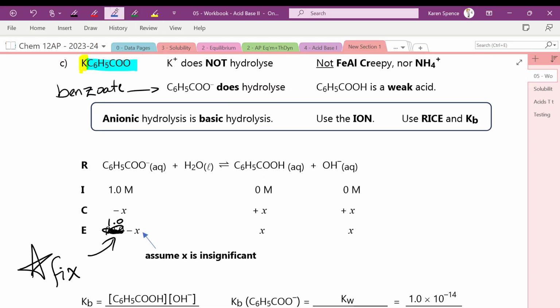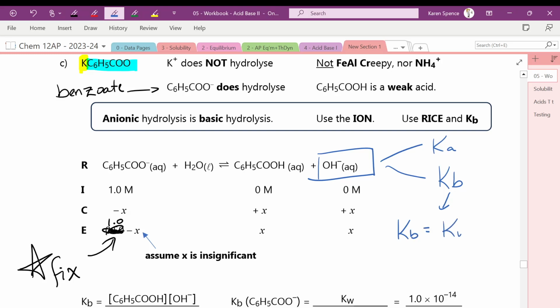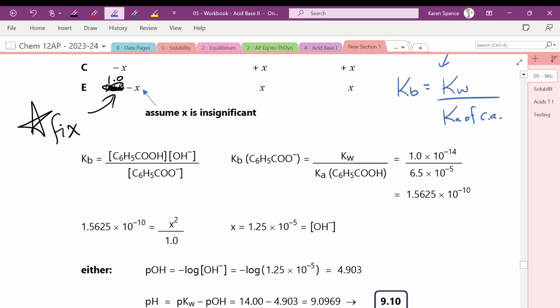Here's the thing you need to realize. You have produced hydroxide. If you have produced hydroxide, will you be using Ka or Kb? You will be using Kb. And if you need the Kb, how do you find it? Kb equals Kw over Ka of the conjugate acid, benzoic acid. There's our Kb. We did that calculation. We assume the x is insignificant, so we get a nice straightforward calculation.